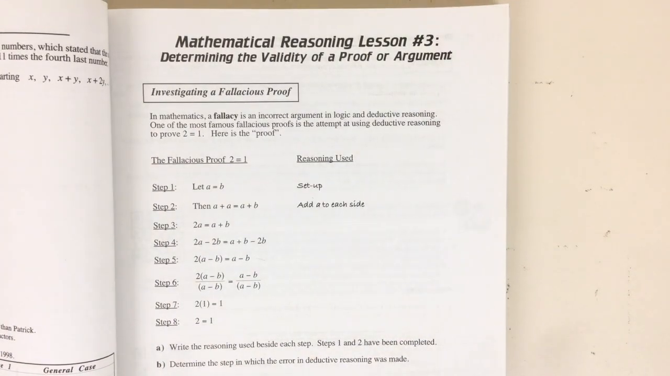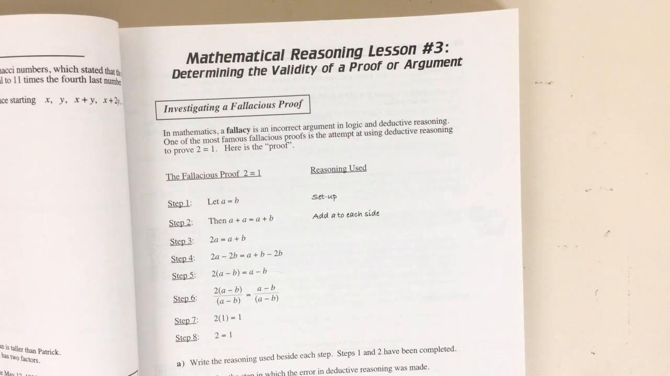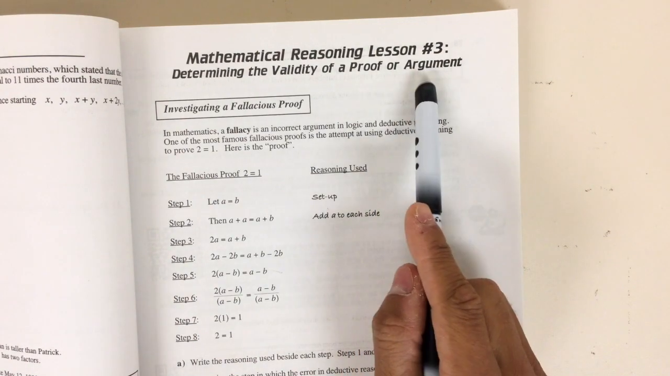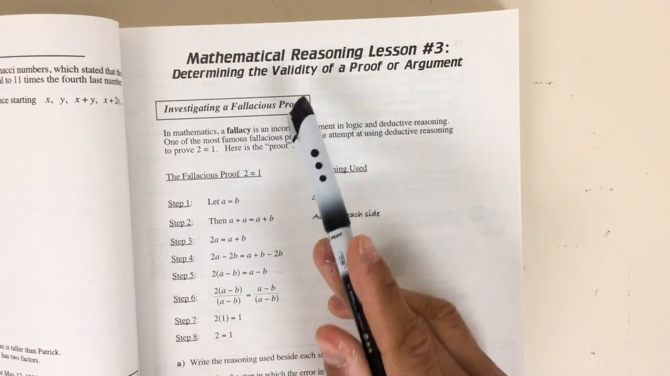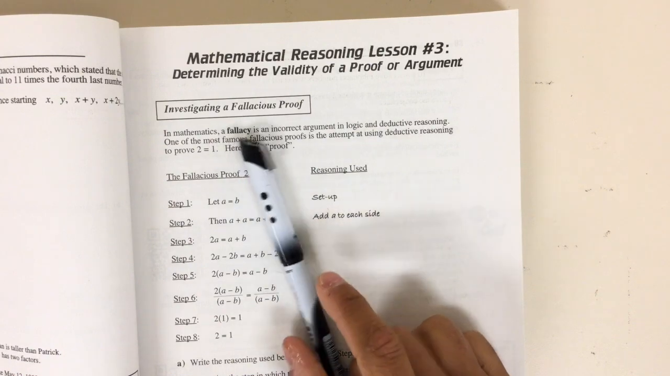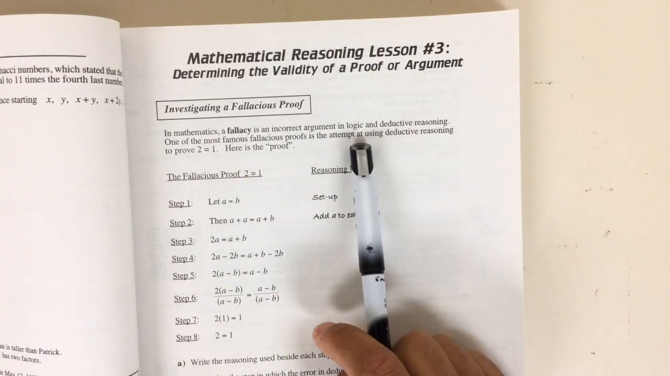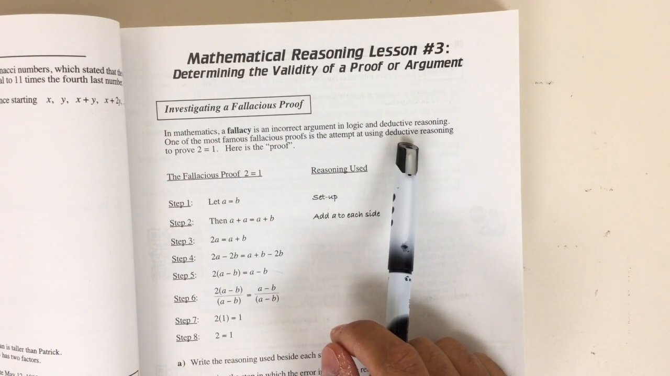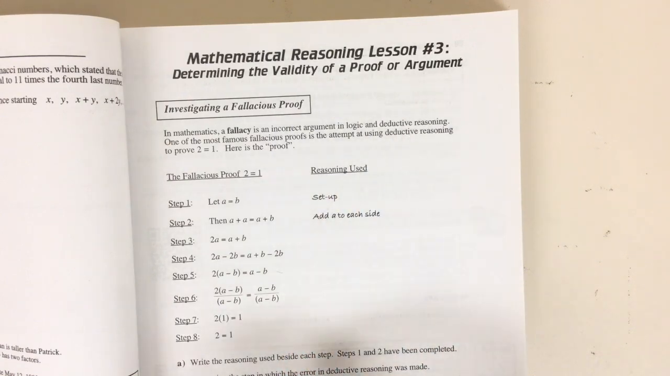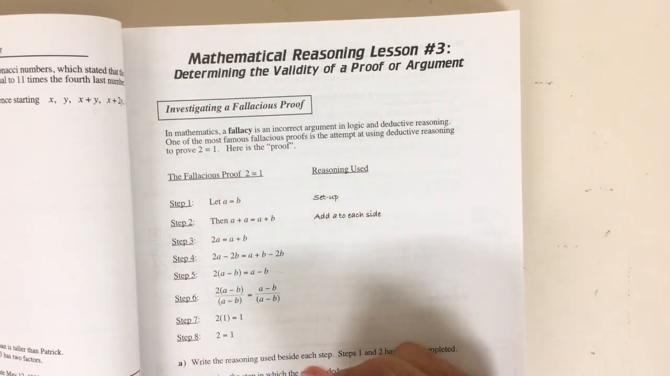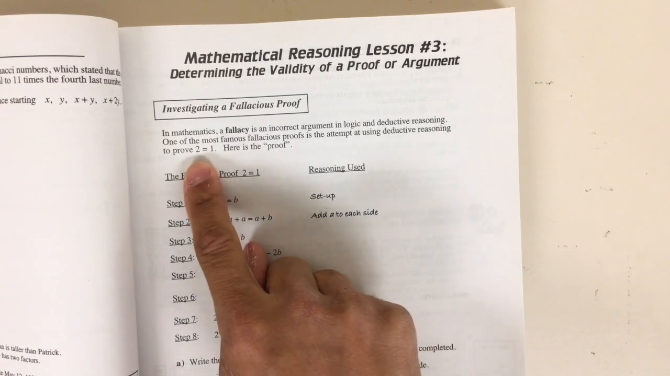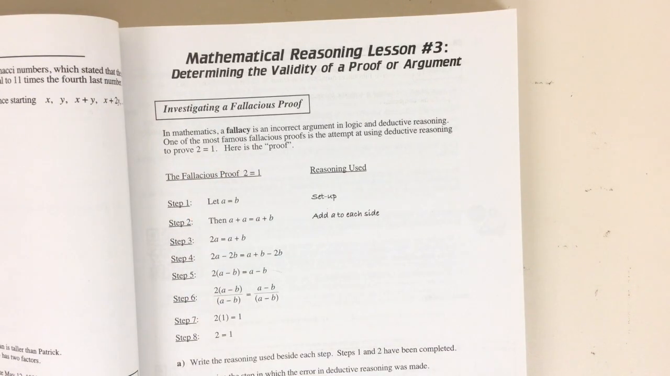Hey, welcome to lesson number 3. We're going to look at determining the validity of a proof or argument. First of all, we're going to look at a fallacious proof. In math, a fallacy is an incorrect argument in logic and deductive reasoning. One of the most famous fallacious proofs is the one we're going to look at, and it's the attempt to prove that 2 is equal to 1 using deductive reasoning.